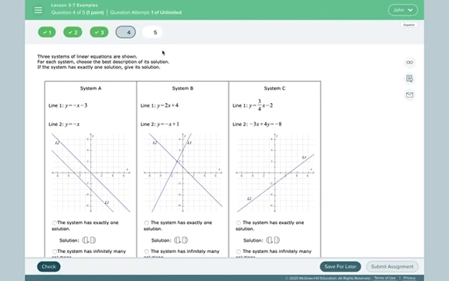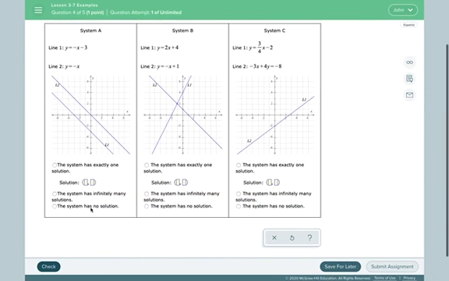All right, system A. So again, without even looking at the picture and looking at these equations, they have the same slope. They both have a slope of -1, but this one has a y-intercept of -3, and this one, because it's not listed, has a y-intercept of 0. So that's like a direct variation equation. Same slope but different y-intercept, they're not going to touch. That means they're parallel, and if they're parallel and not going to touch, you have no solution.